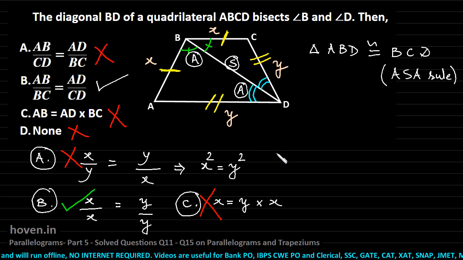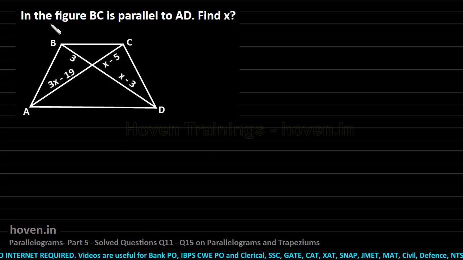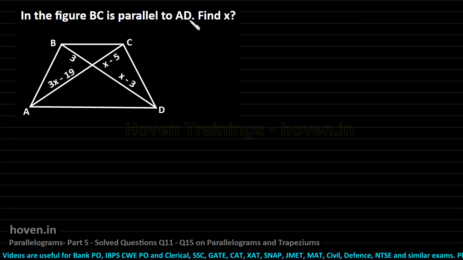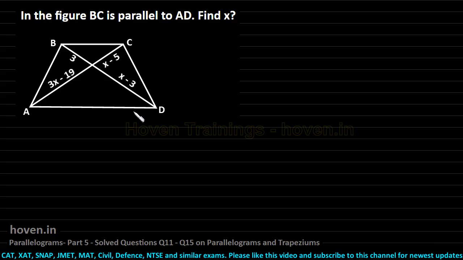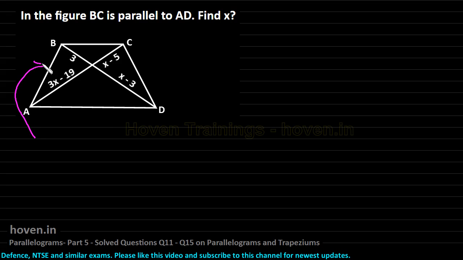Let us move to our next question. In the figure, BC is parallel to AD. The figure we can see is ABCD. We have been given that BC is parallel to AD. This means the given figure is a trapezium. So this given figure is a trapezium.